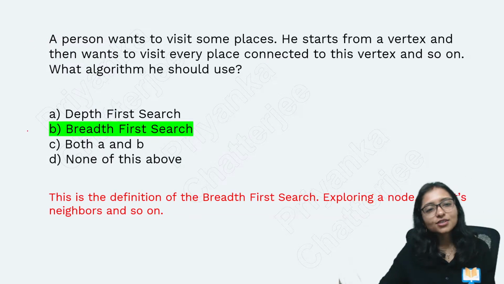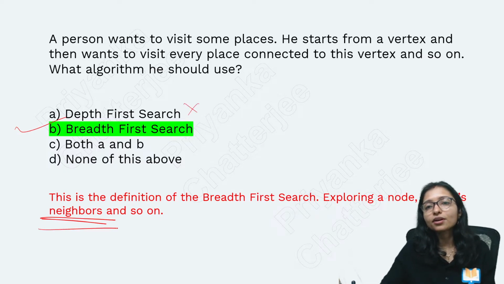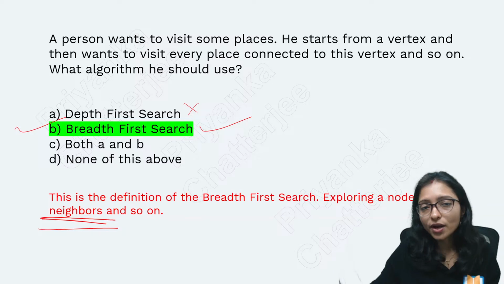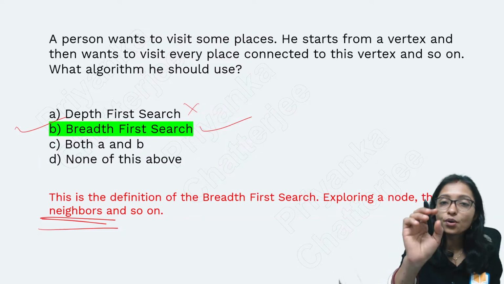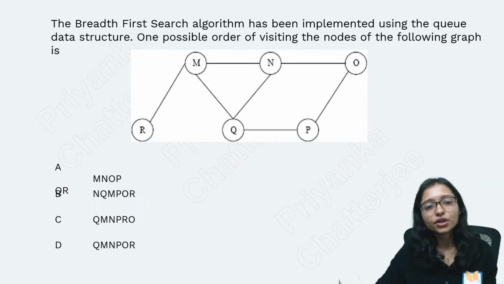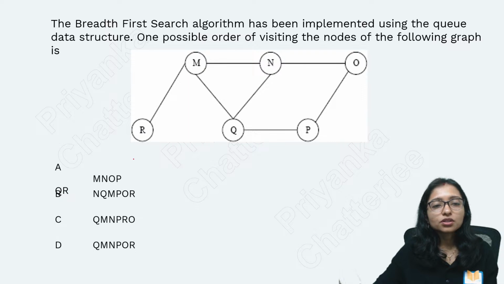Yes. This is also breadth first search. Because why? Because it is exploring the neighbors, ultimately focusing on the neighbor, not DFS. It is focusing on the neighbor, right? That's why it is BFS. So keywords are very, very important to identify the answer. This type of question you can expect in the exam hall. Very, very important. So now can you tell me the answer for this one?